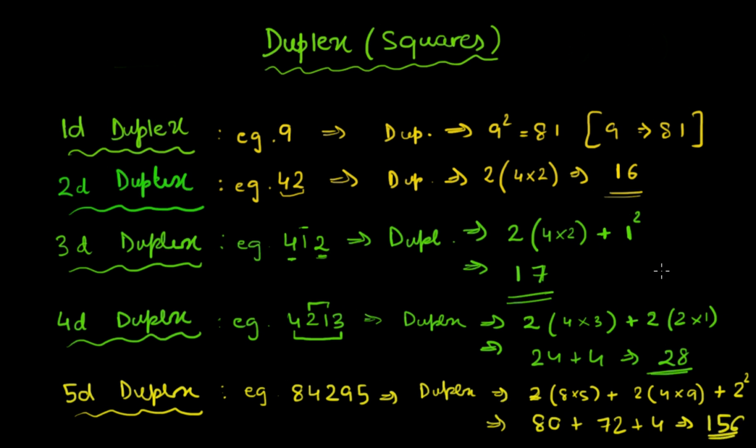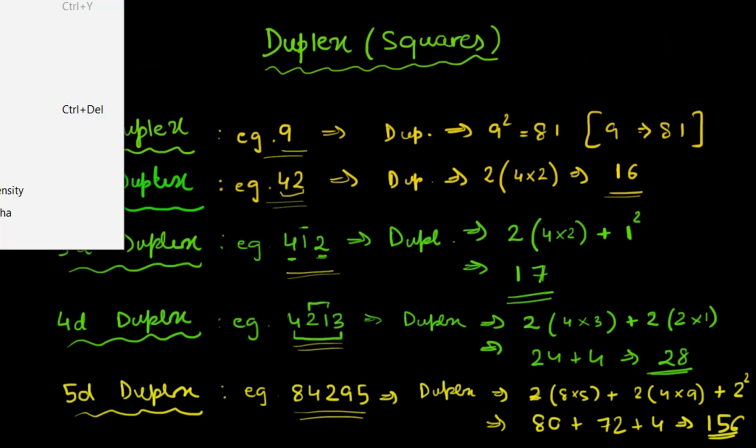So there we go. We have the duplexes of all these examples. Now I'm going to go to a new page and show you where we actually use this. Let's clear it. So we have to find squares with duplexes.